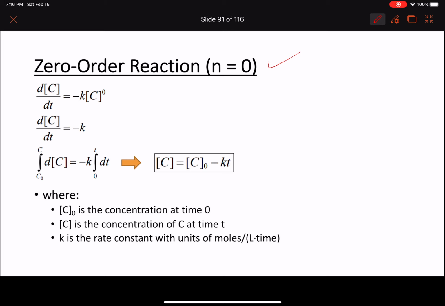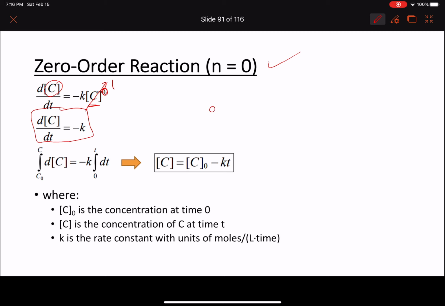For the zero order reaction, it means that dC over dt, the change of concentration with time, is equal to minus k. Look at this, C to the power 0. It's zero order, and this is going to be equal to 1. So dC over dt is equal to minus k. This is the equation for the zero order reaction.